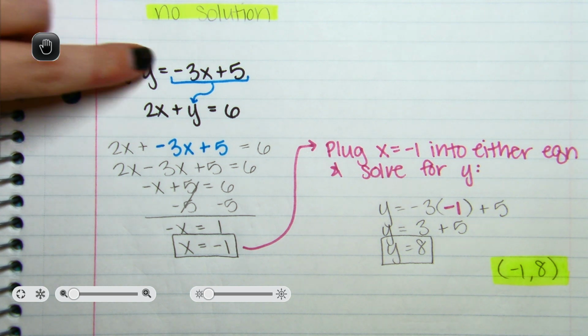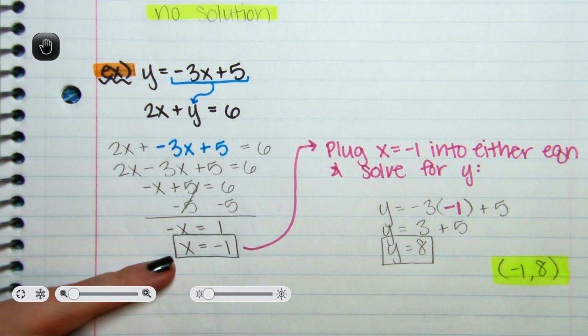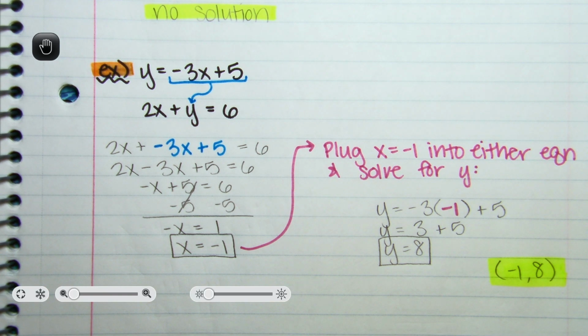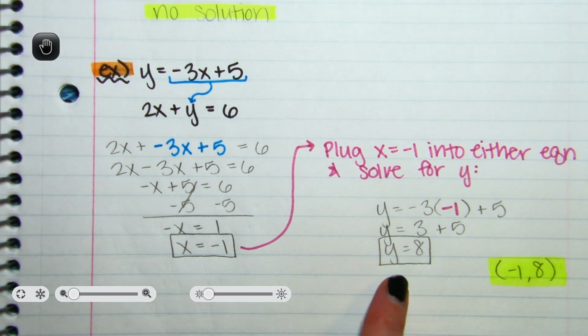So I plugged this in where I saw y in the second equation, simplified and got x equals -1. Then you can plug that back into either equation to solve for y. I chose to plug it into the first equation because this one is already in the form y equals, and I'm trying to solve for y. So I plugged it into the first equation and got 8. And then you write your answer as a coordinate point.